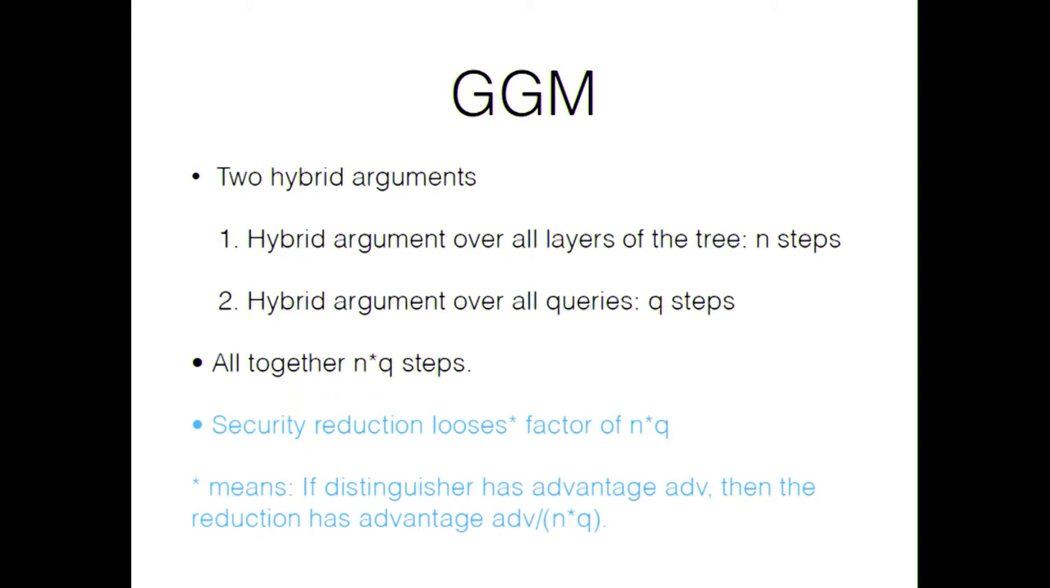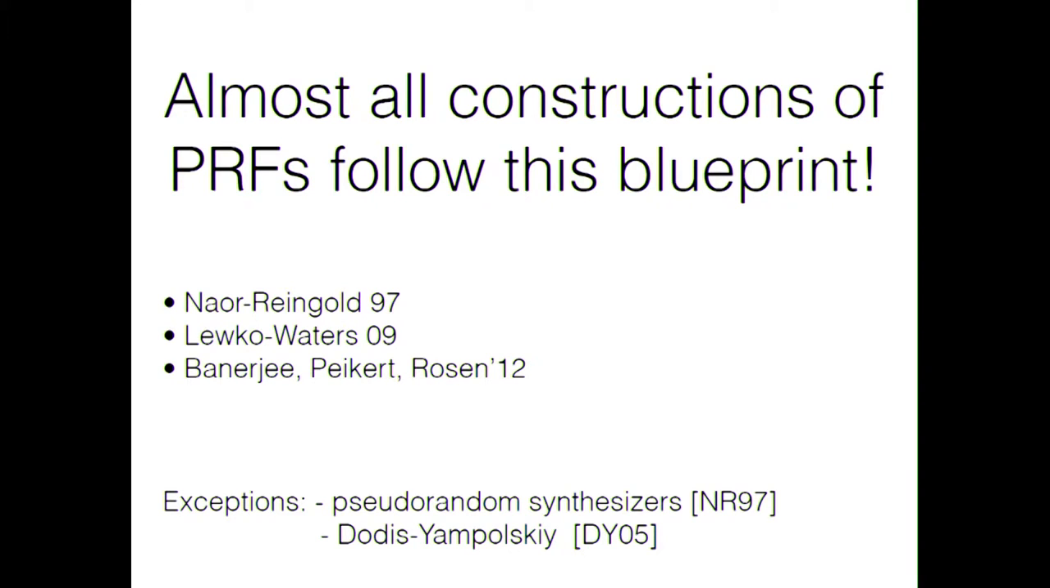And our question was, is this basically inherent for the constructions that we know? And if you look at the schemes that are out there that we know from number theoretic assumptions, most of them follow this blueprint. So of course, the first one, Reingold, very elegant, very beautiful, follows this blueprint as well. The Lucks-Waters PRF turns this DDH-based scheme into one that is based on Kalin and follows the scheme as well. The same holds for the Banerjee, Peikert, and Rosen PRF based on LWE. There are also very few exceptions. One is based on pseudorandom synthesizers, which is highly non-tight, and the Dodis-Yampolskiy PRF basically is tied to a very specific number theoretic assumption. And this was the motivation of our question, of our work.